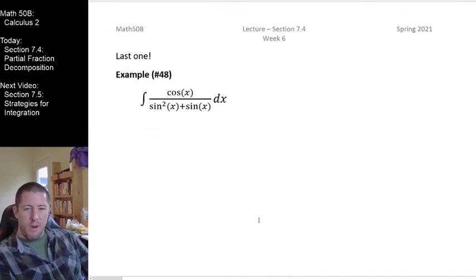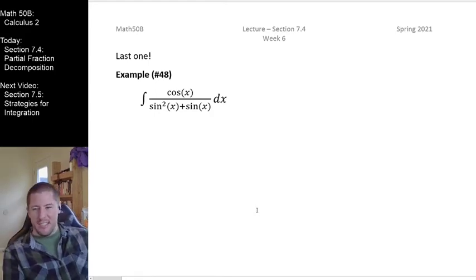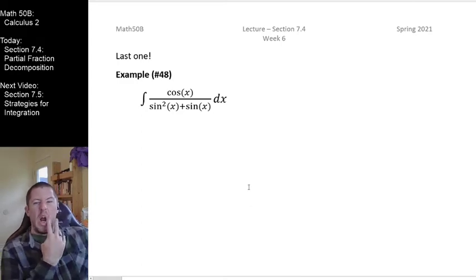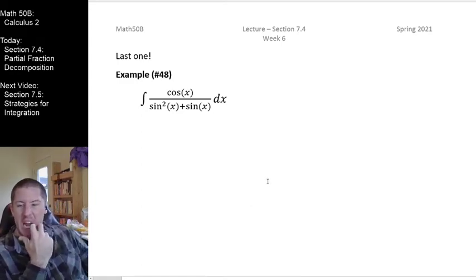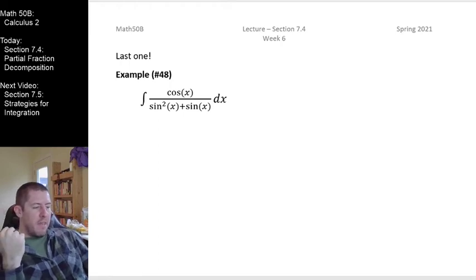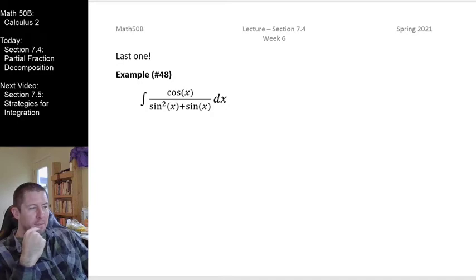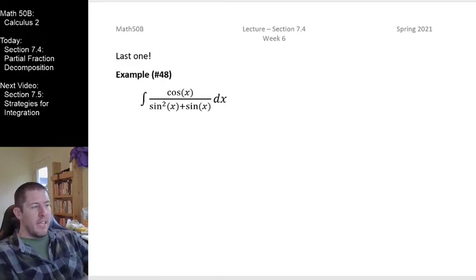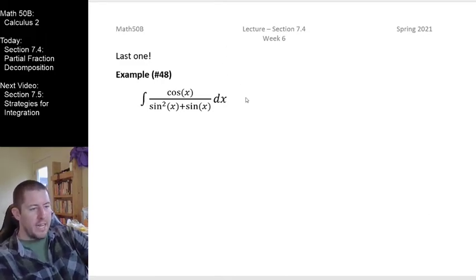I know that this is probably making some of you upset to continue to see some trig things out here. That's good. Let's use your anger. So when I see cosine over sine squared plus sine as an integral, this doesn't quite feel like the trig things that we saw in 7.2 and 7.3, because that sum is a huge issue for me. The whole thing about all the stuff that we learned in 7.2 and 7.3 is we want to heavily take advantage of our trig identities.